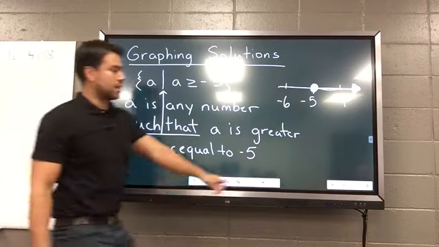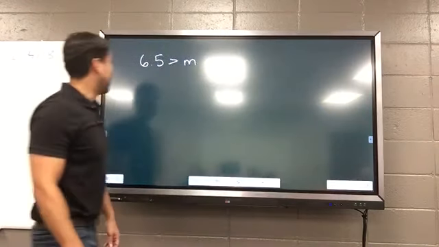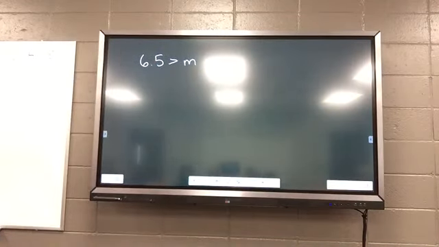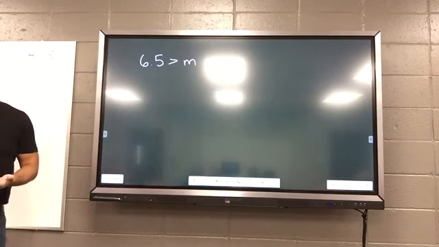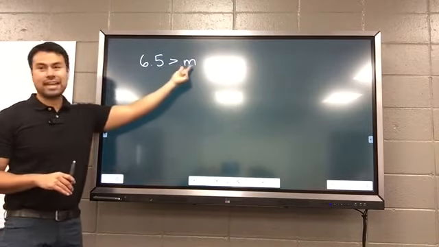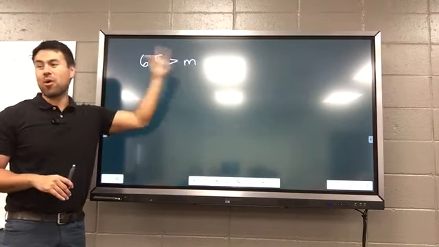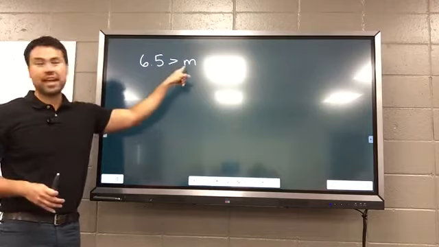Let me give you another example here. Someone read this inequality for me. Jensen, just read it for me, just the way it is. 6.5 is greater than m. Good. 6.5 is greater than m. Now, some of you are just like, I hate that. I hate that variable being on the right.